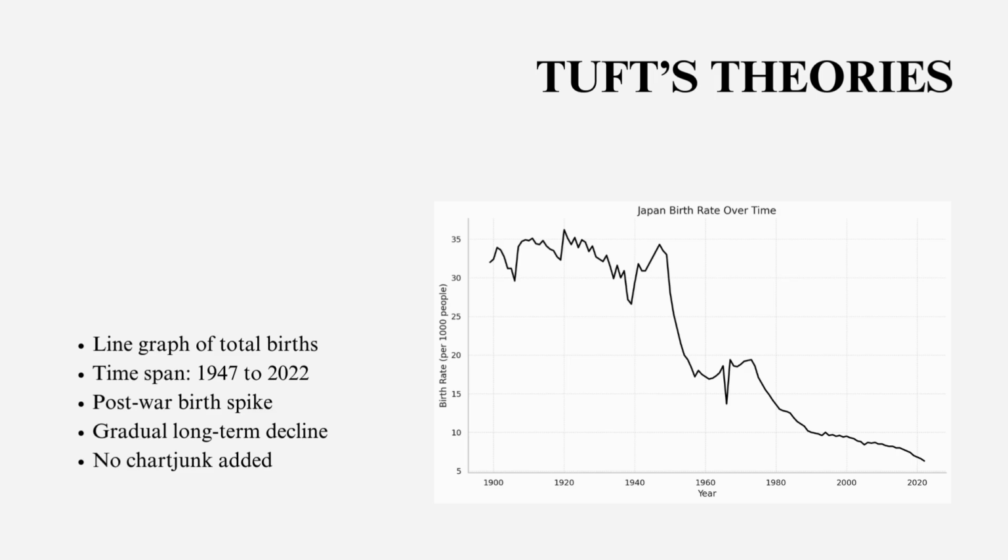You can see a clear spike in the early 1950s, which represents Japan's post-World War II baby boom. After that, there is a steady and continuous decline over the decades, reflecting changes in family structure, economy, and society. This line graph serves as a foundation, a simple but powerful way to introduce the broader trends before moving into the more detailed, multivariable visualization.